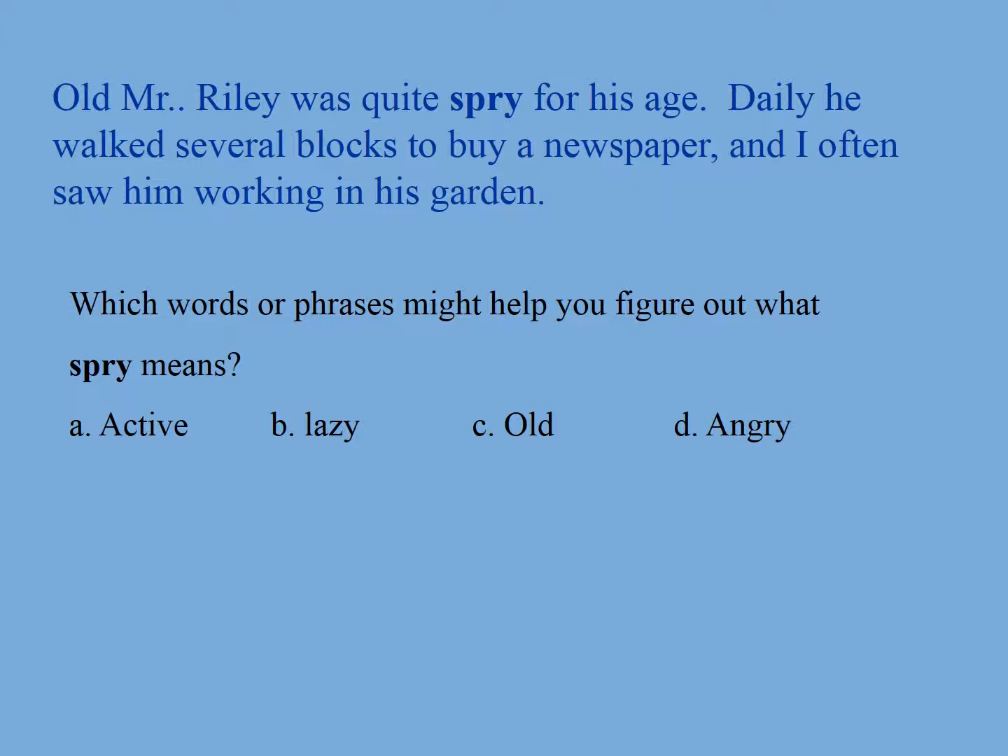Old Mr. Riley was quite spry for his age. Daily he walked several blocks to buy the newspaper, and I often saw him working in his garden. So what does spry mean? We're going to use the context of the sentences, your logic and reasoning to figure out the meaning of spry. So we know that Mr. Riley was old, okay? But despite his old age, he walked several blocks and he was often working in his garden. So what do you think spry means?